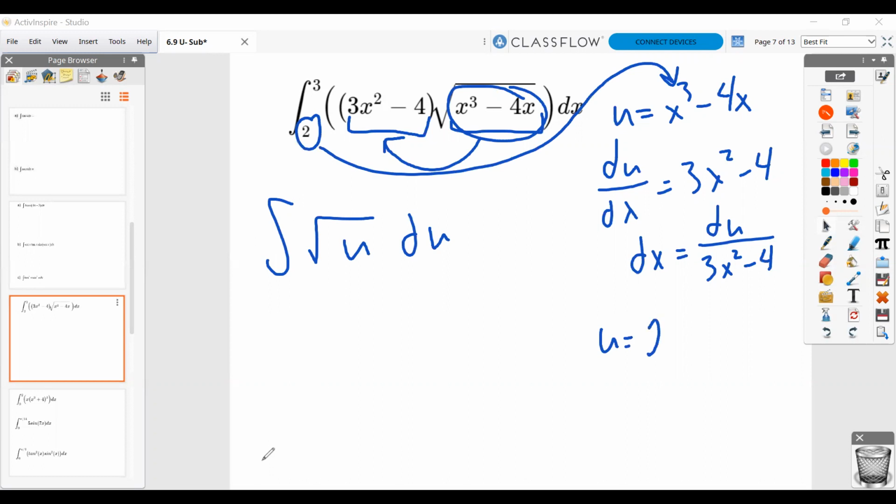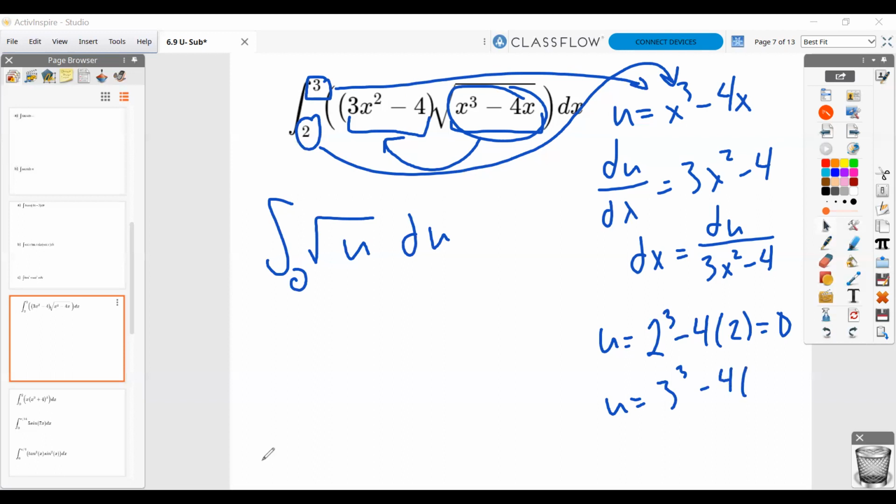So u would be equal to 2 cubed minus 4 times 2, which is 8 minus 8, or 0. And then we're going to do the same thing, but with 3. So u equals 3 cubed minus 4 times 3, or 27 minus 12, which is 15.